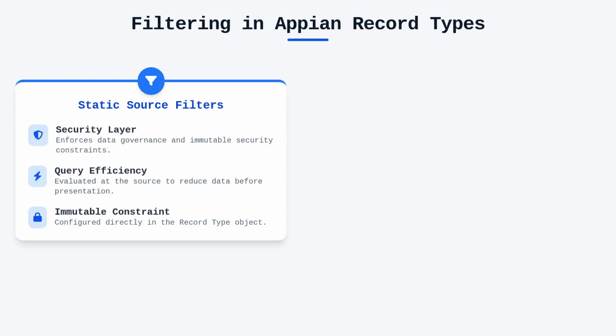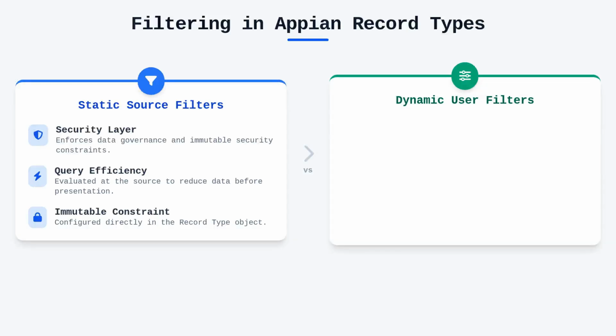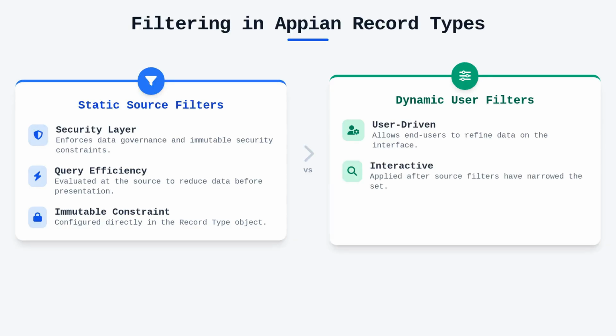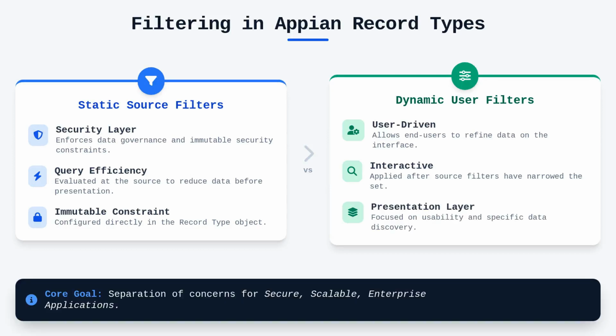Because source filters are evaluated at the query level, they are highly efficient and effectively reduce the dataset before it reaches the presentation layer. You might use these to limit records to only those owned by the current user or to exclude archived information. By strictly defining these boundary conditions, you ensure that even before a user interacts with the interface, the data governance rules are rigorously enforced. This separation of concerns is fundamental to building secure applications that scale well across enterprise environments.